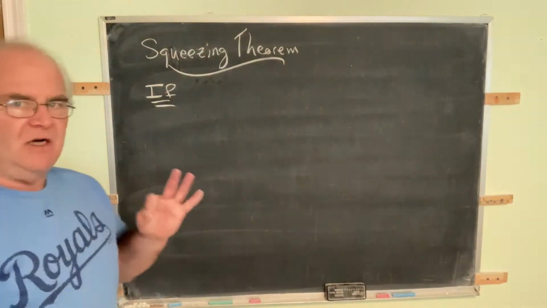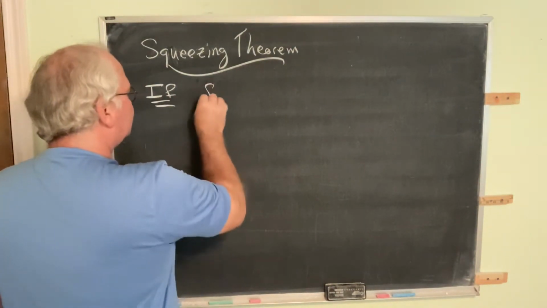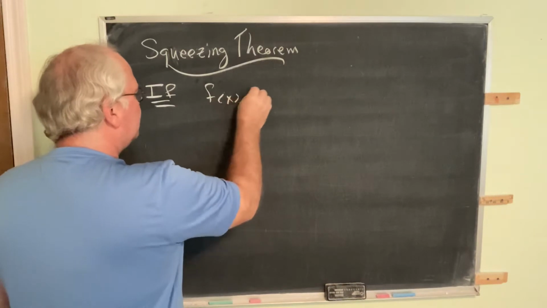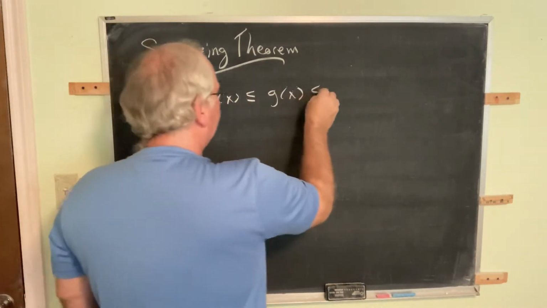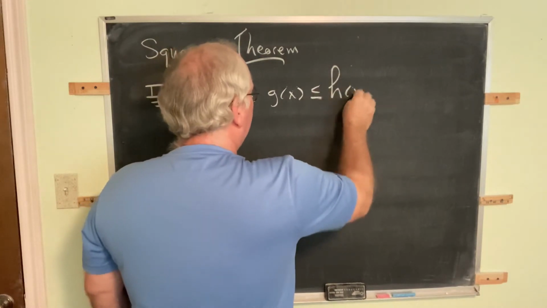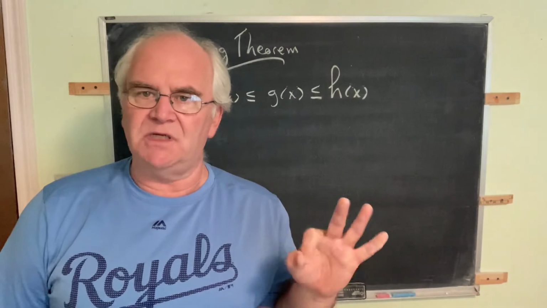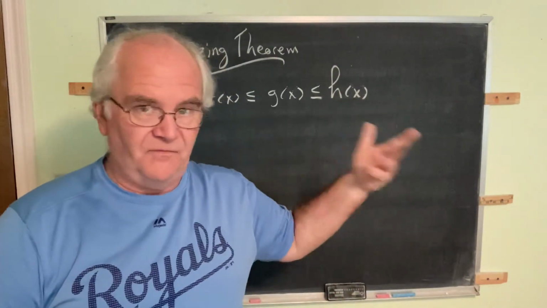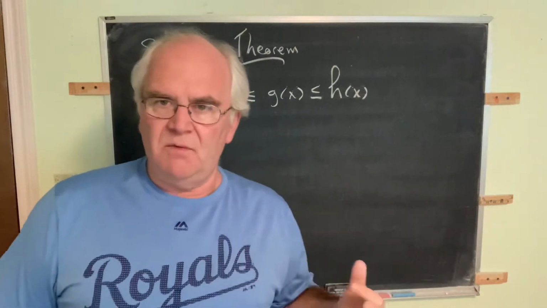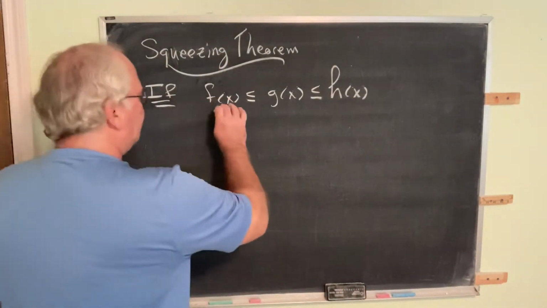If you have three functions, and if f of x is less than or equal to g of x is less than or equal to h of x. So the squeezing theorem, you're always dealing with three functions. If you don't have three functions in this particular version of it, you're not working with the squeezing theorem. All right? It says you have three functions.